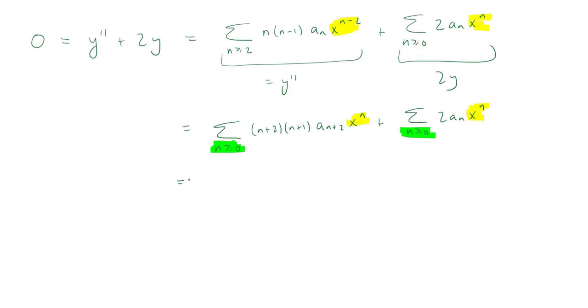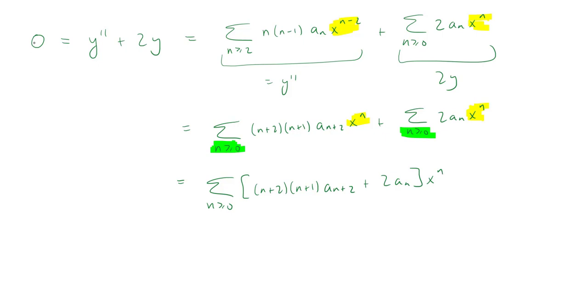Okay, so now I can put these together. Starting at 0, how many x to the n's do I have? I have n plus 2 times n plus 1 times a sub n plus 2, as well as 2 a sub n, times x to the n.